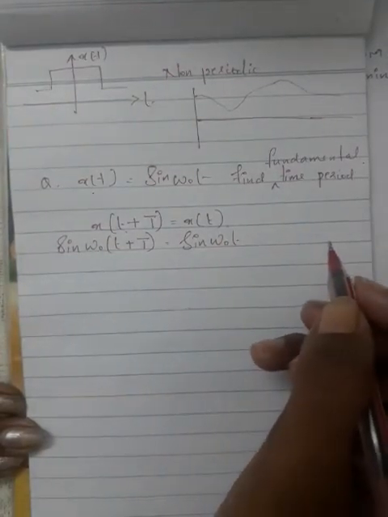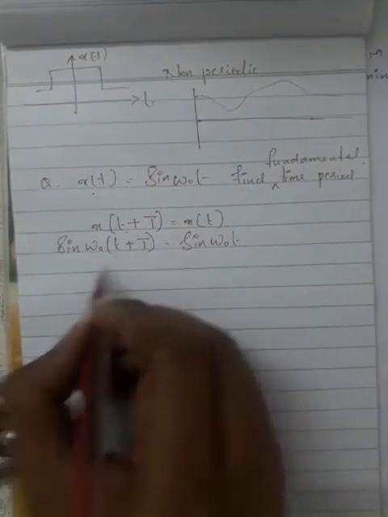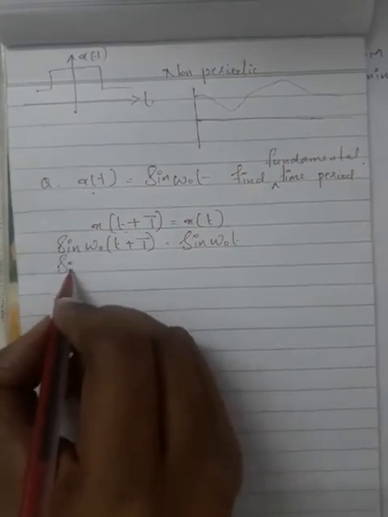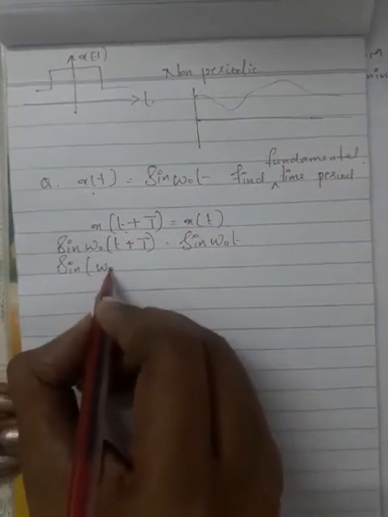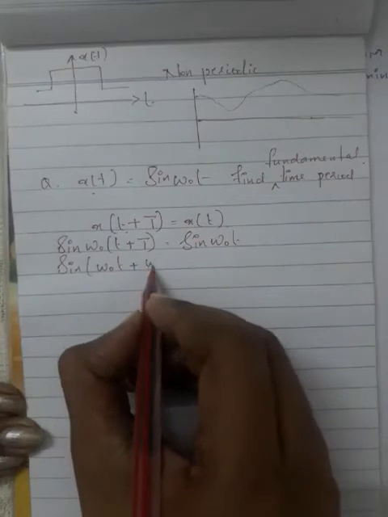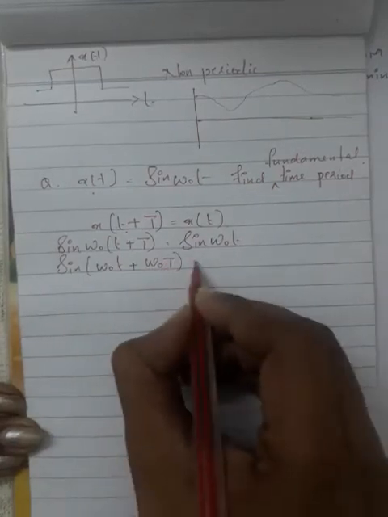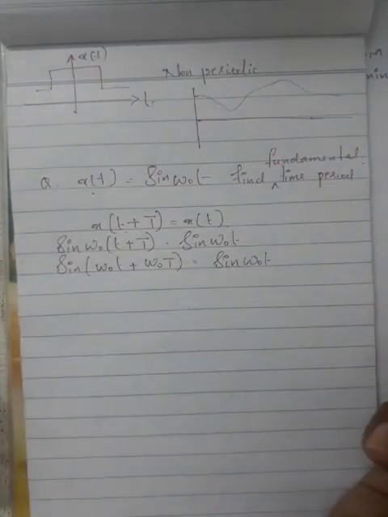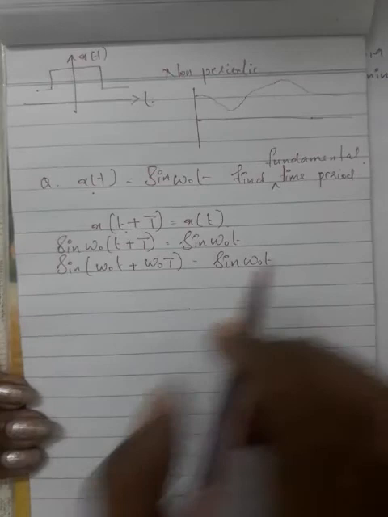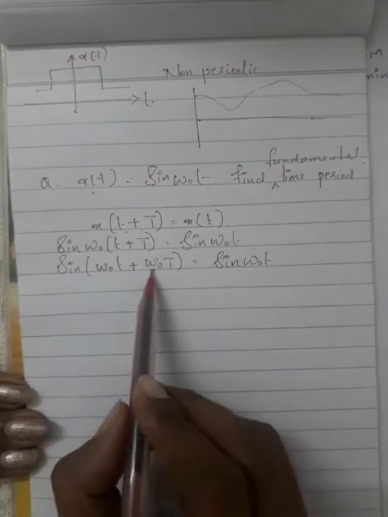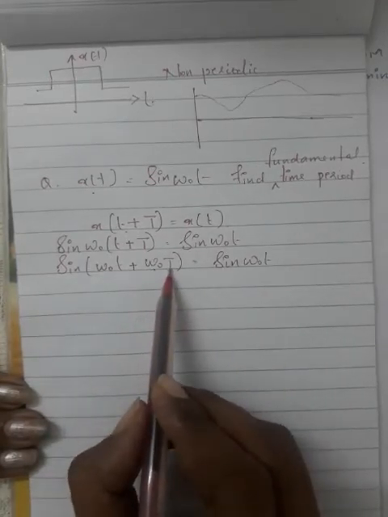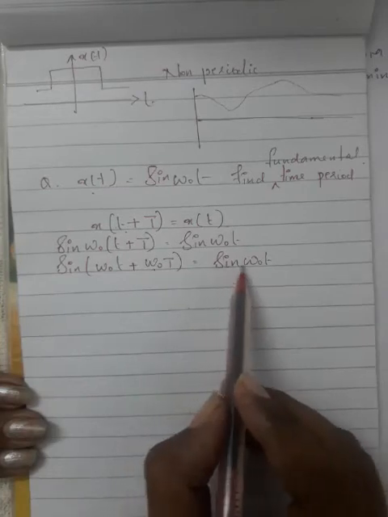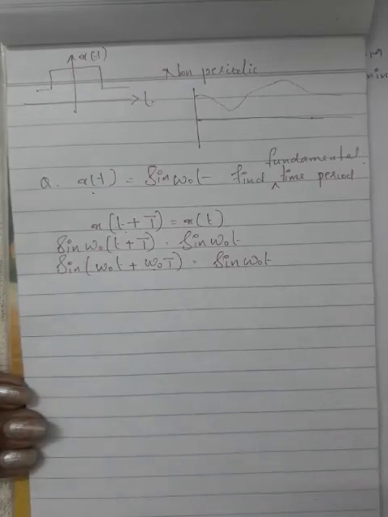Now we have to find for what. This can be written as sine omega 0 t plus omega 0 capital T should be equal to sine omega 0 t. Now we can consider for what value of omega 0 into T the signal will be equal to sine omega 0 t.